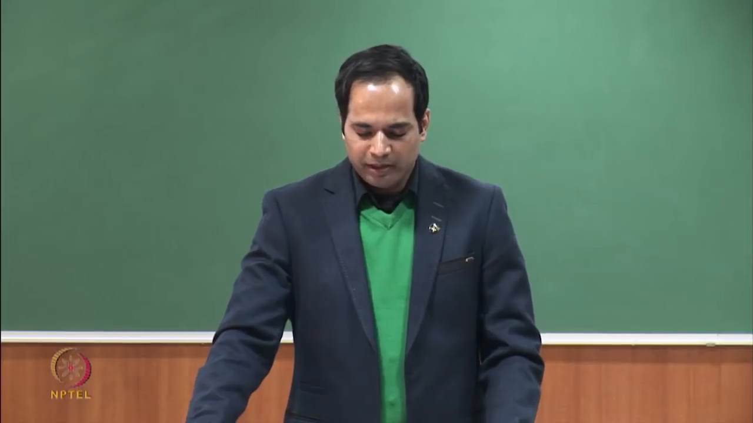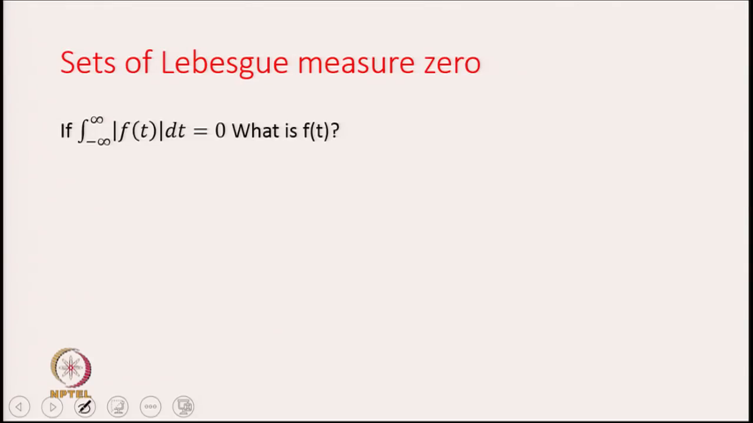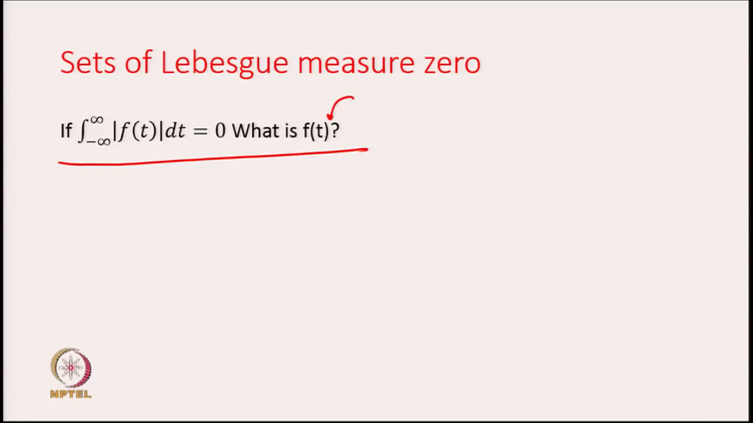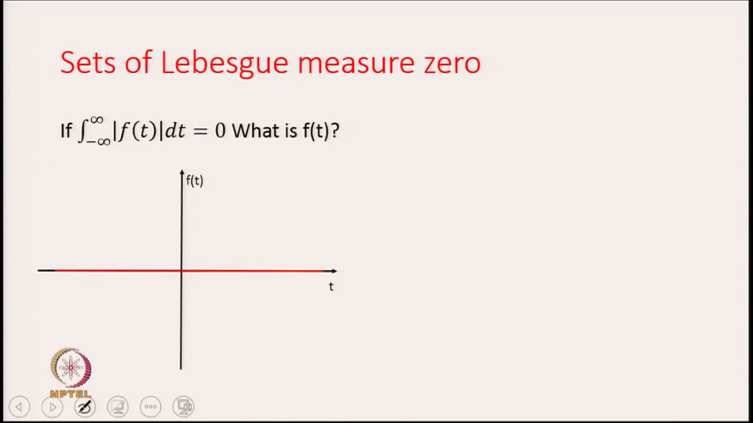Okay, so let us move on and try to find out another important idea, and that is thinking about sets of functions with Lebesgue measure of 0. Let us start by asking a question. If you are given that the integration of the mod of a function is 0, what are the possible values of this f t? What can be that function? A simple function that would satisfy this equation would be an all 0 function. So, a function which is all 0 would definitely satisfy this, right.